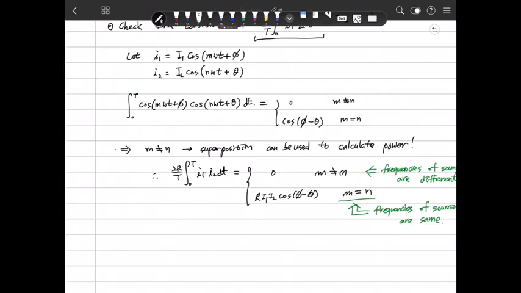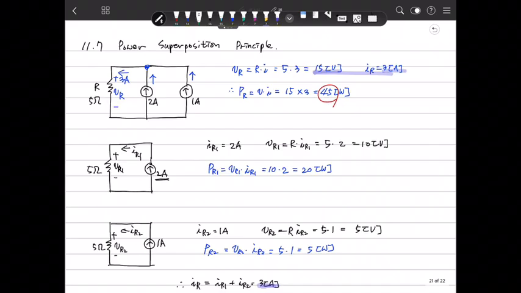So that's your reason. In this case, what's the frequency of that? This is a zero frequency. Frequency is 0. So these are the same frequencies, then we cannot use the power superposition here. But if you have different frequencies, then you can use it.